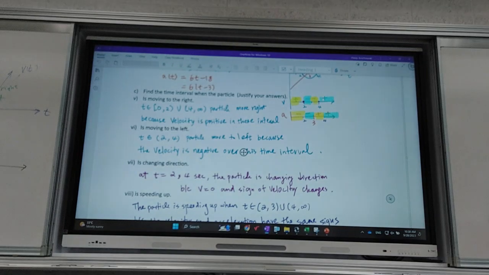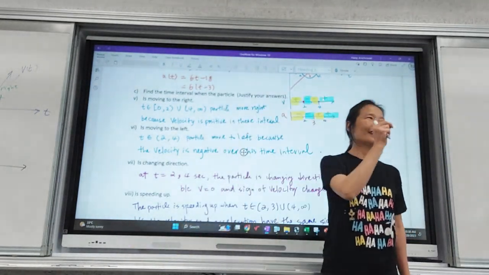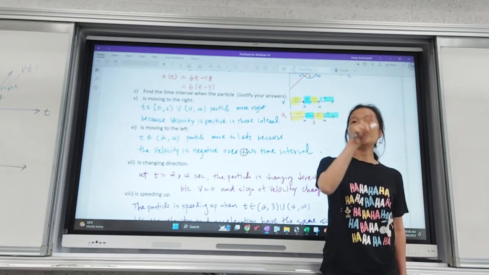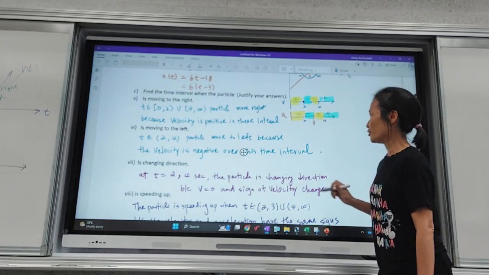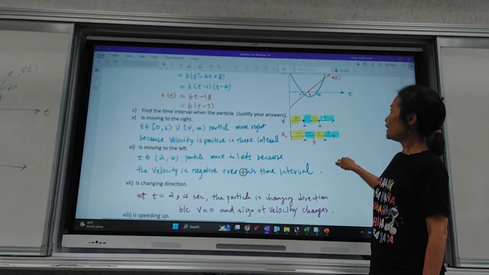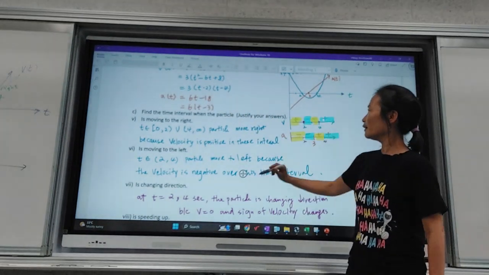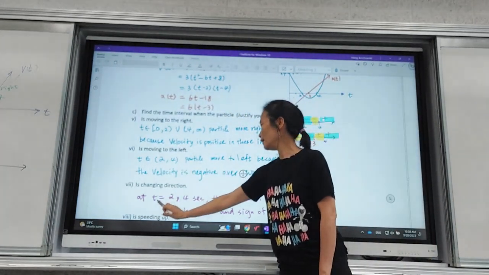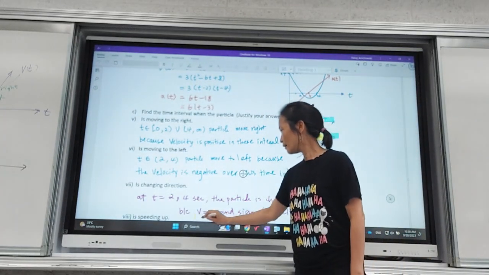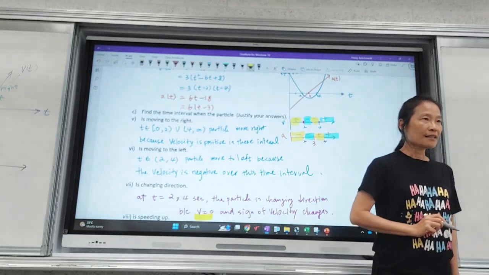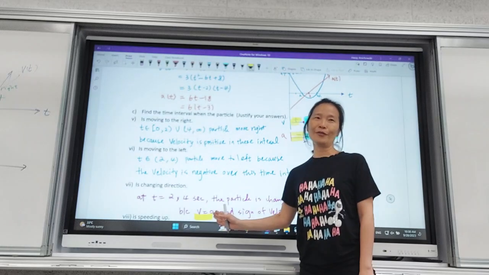When is the particle changing direction? Okay, your first candidate should be setting V equals 0. Those are the possible times the particle changes direction. So when V is 0, we have 2 times: T equals 2 and 4. So we say when T equals 2 and 4, the particle is changing direction because velocity is 0. If you stop here, you still don't get the full credit.